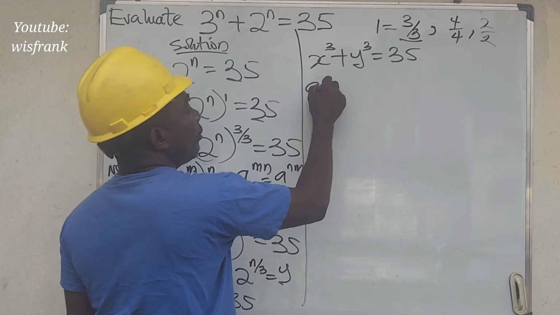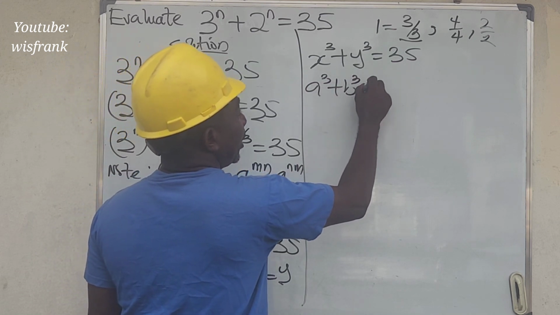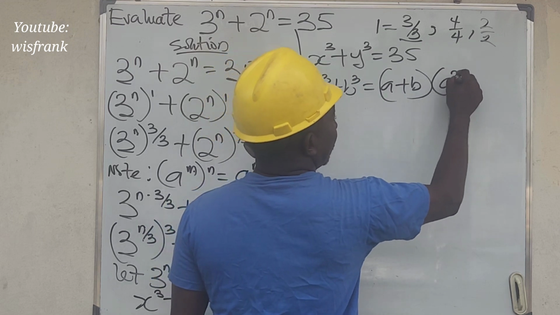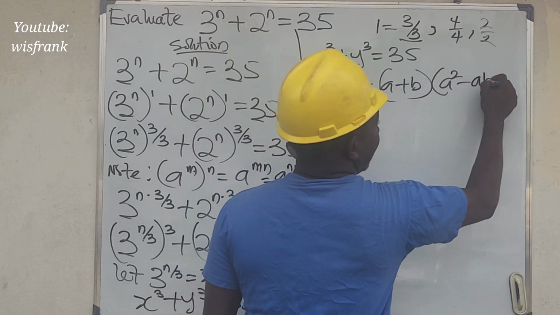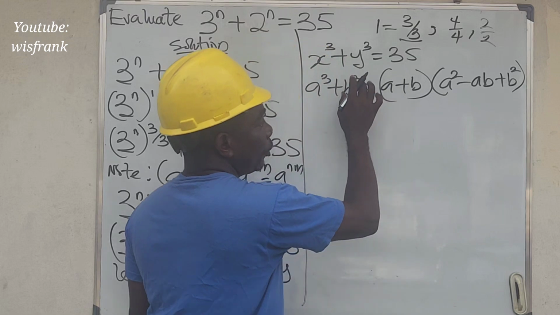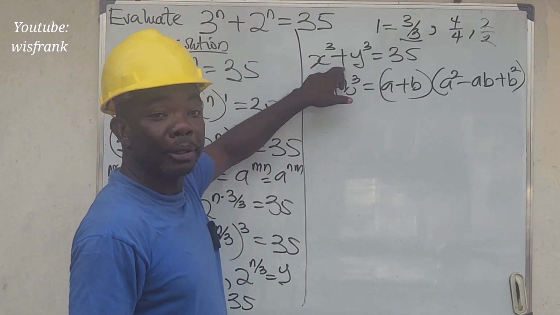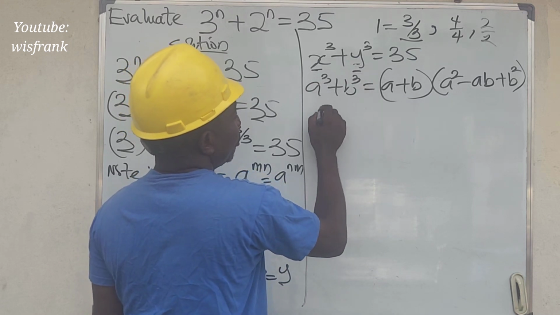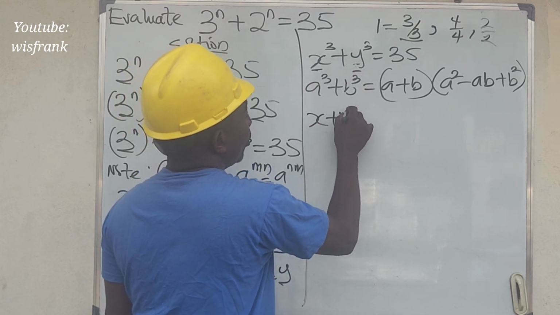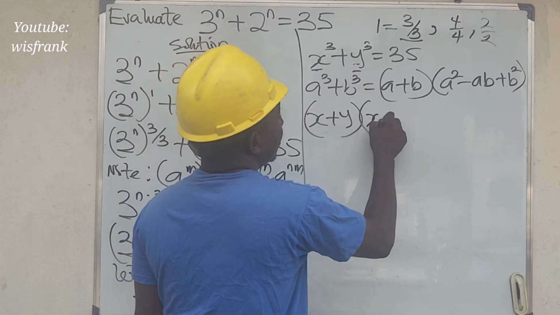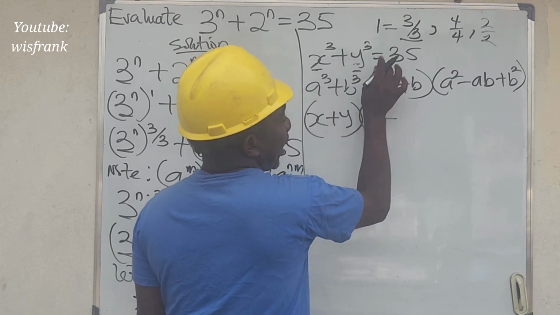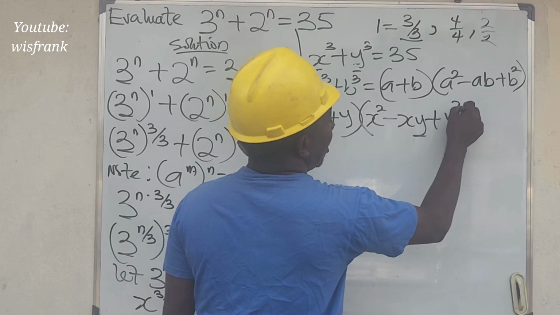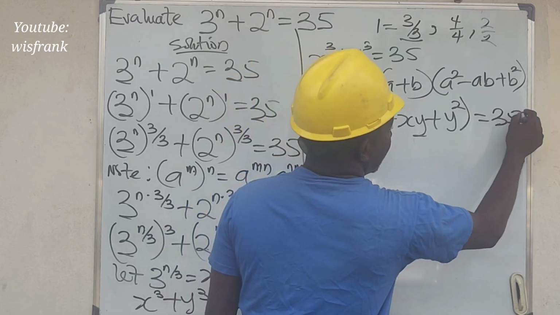This is in the form where we have a to the power of 3 plus b to the power of 3 equals a plus b all into a to the power of 2 minus ab plus b to the power of 2. So this is what we have. We are going to represent this in this format. So this is our a and this is our b. So it will become x plus y all into x to the power of 2 minus xy plus y to the power of 2, all equals 35.